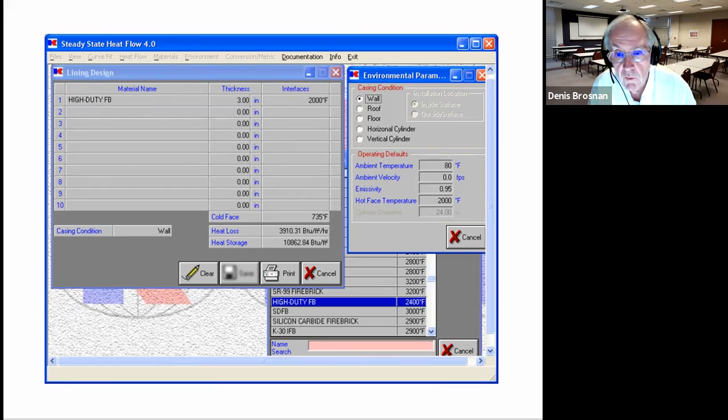So I've clicked on the material. It showed up here, and I've entered a thickness. I clicked on thickness and entered a thickness. It looks like I entered 3 inches in this particular example. So a typical fire clay refractory brick is called a straight brick, 9 by 4.5 by 3 inches in dimension. So that's what I did.